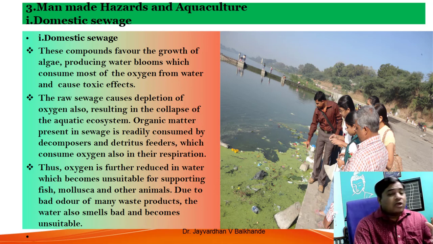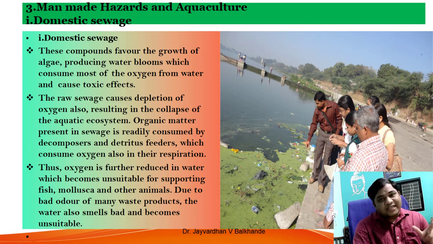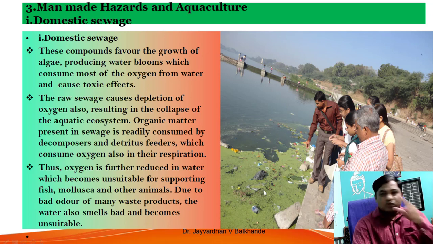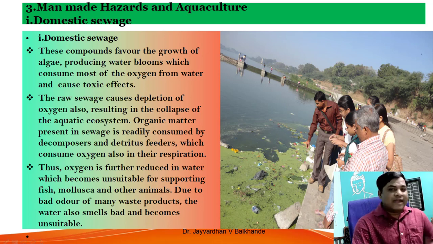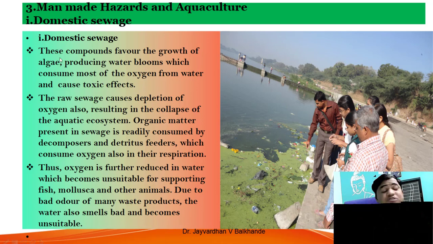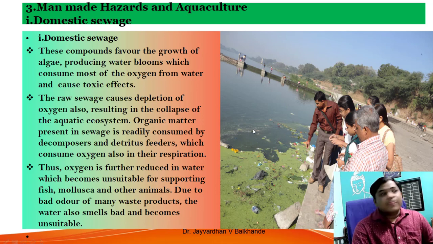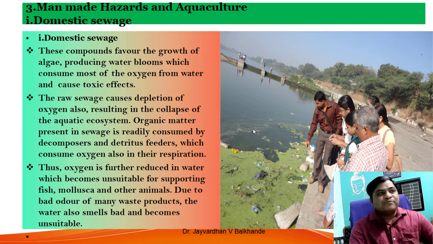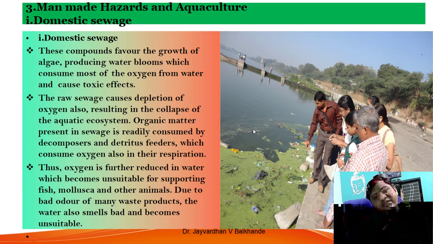I have just told you that if the concentration of detergent is very high, in that case eutrophication occurs, or a green mat forms on the surface of water. You can see this picture again. I will show the whole green mat. See here, these compounds favor the growth of algae, producing water blooms, which consume most of the oxygen from water and cause toxic effects.